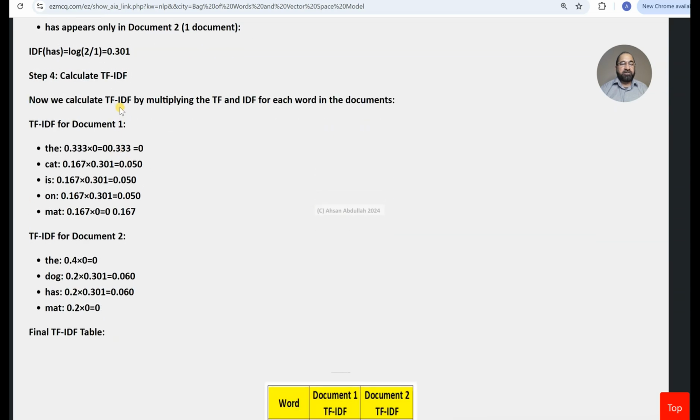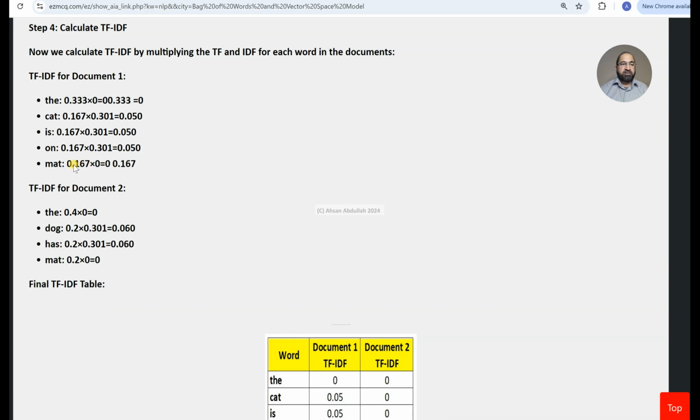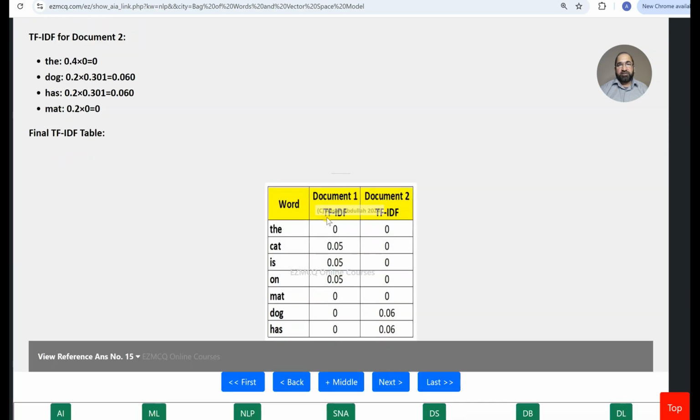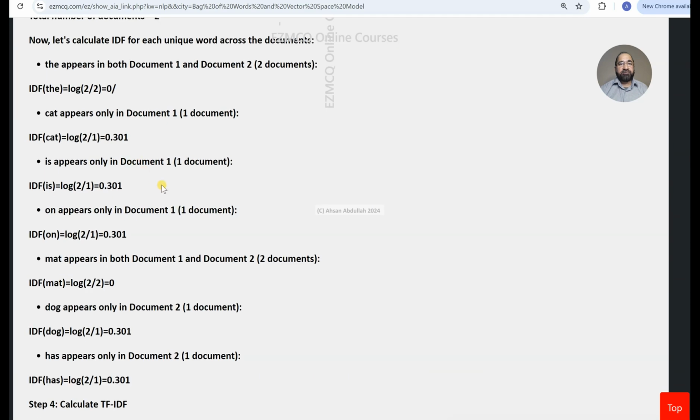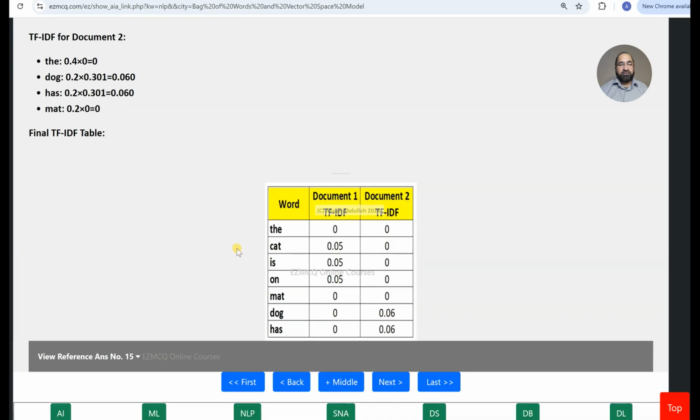Then we calculate term frequency-inverse document frequency by multiplying TF with IDF. This is done for document 1. It's simple calculations: term frequency multiplied by the inverse document frequency. We do the same for document 2 and make this table. So we see that "the" has no value because it's a stop word. "Cat" has a value of 0.05, because it occurred only once. "Mat" has no value, though it occurred twice, and "dog" has a higher value, 0.06, because in that document it was not occurring that frequently. So that's all we have for this. Of course, thank you very much.